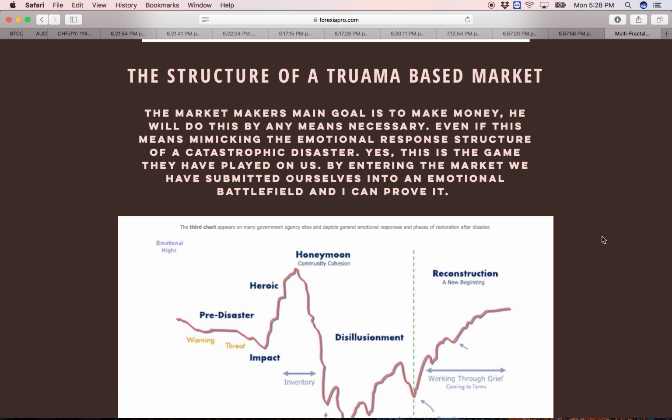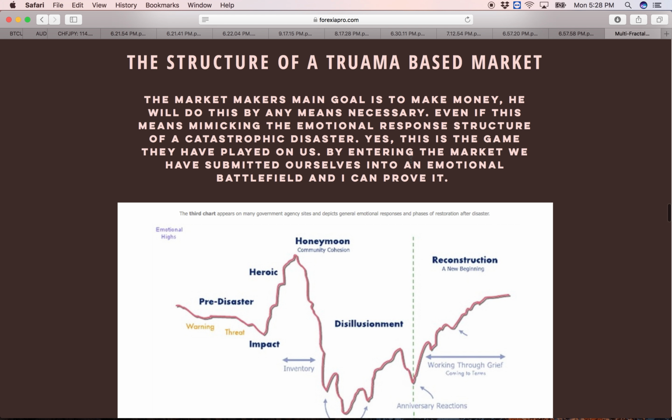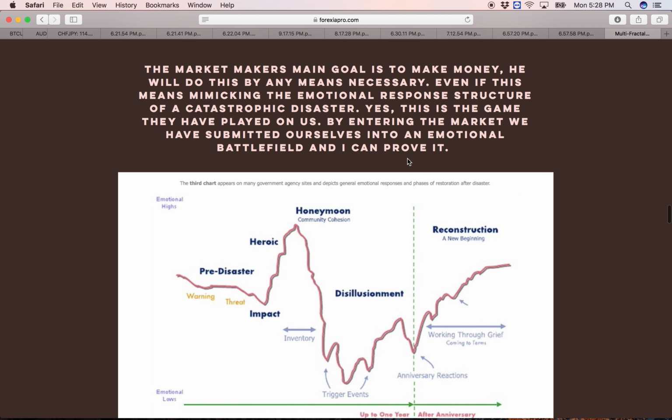So, the structure of a trauma-based market. The market maker's main goal is to make money. He will do this by any means necessary, even if this means mimicking the emotional response structure of a catastrophic disaster. Yes, this is the game they have played on us. By entering the market, we have submitted ourselves into an emotional battlefield, and I can prove it.